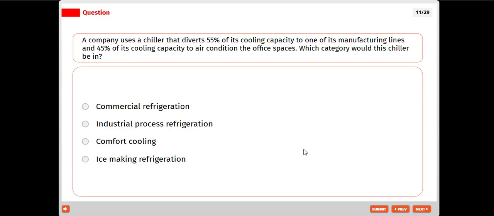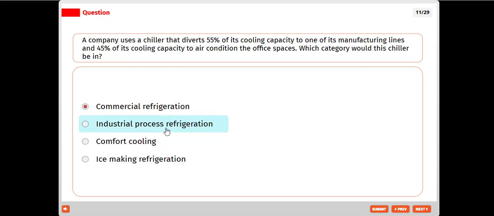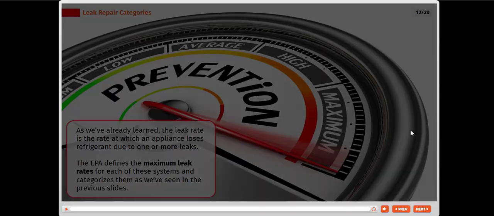It is commercial, I think also. Oh, capacity of manufacture line, industrial. If any appliance uses more than 50% of its capacity for an industrial process, the manufacture line in this case, it is classified as an industrial process refrigeration system, since it's more than 50%.